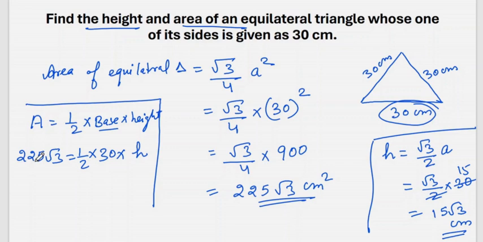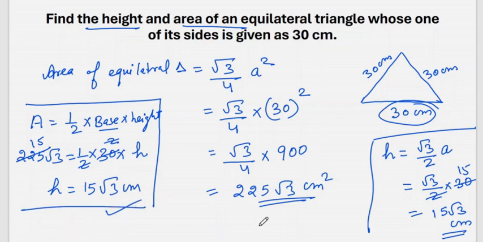Okay. Now you cancel out 15 and 225, and 15 into 2. Now you can cancel 2. So you are left with h equal to 15 root 3 centimeter. So in this way also you can find the height of the equilateral triangle. Okay. So either you remember this, if you know the area, you can easily find the height of the equilateral triangle, or you can directly find the height of equilateral triangle by h equal to root 3 by 2 into a. Okay. Next question.